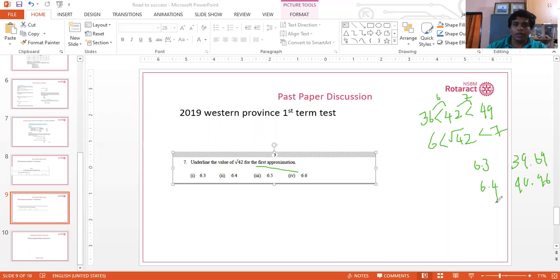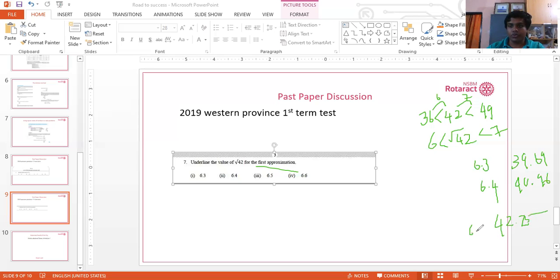The values 6.3, 6.4, 6.5, 6.6. Always look at your question. If the answers are given like that, 6.3, 6.4, 6.5, 6.6, find those. 6.5 into 6.5 is 42.25.